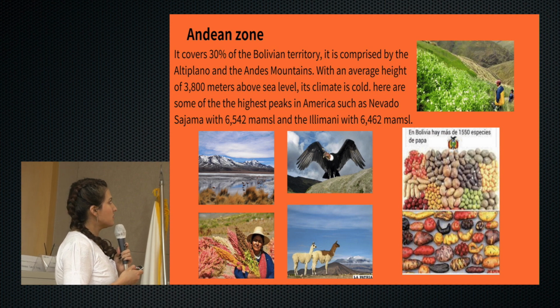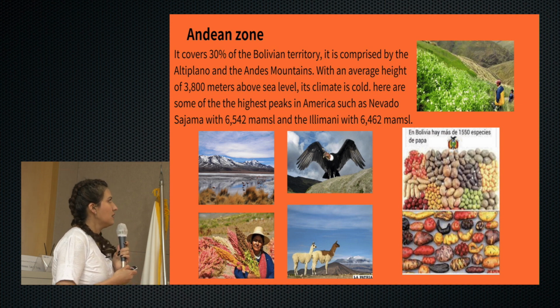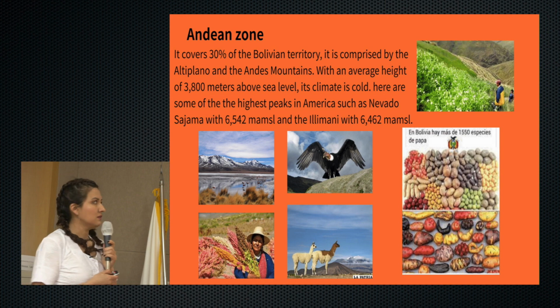The Andean region covers 30% of the Bolivian territory and is comprised of the Altiplano and the Andes mountains, with an average height of 3,800 meters above sea level. The climate is mainly cold, and here we have some of the highest peaks in all America, such as the Nevado Sajama, with 6,542 meters above sea level, and the Illimani with 6,462 meters above sea level.